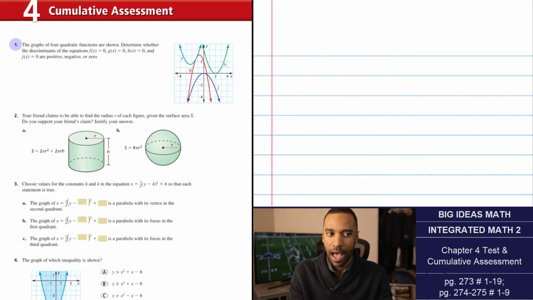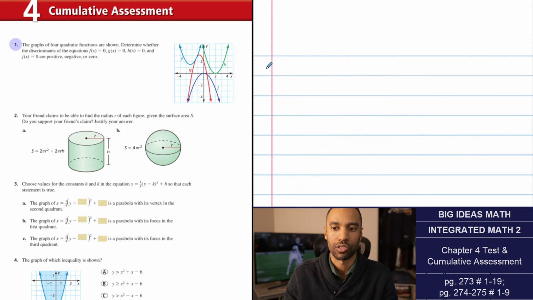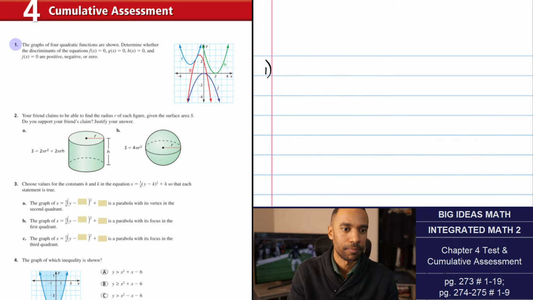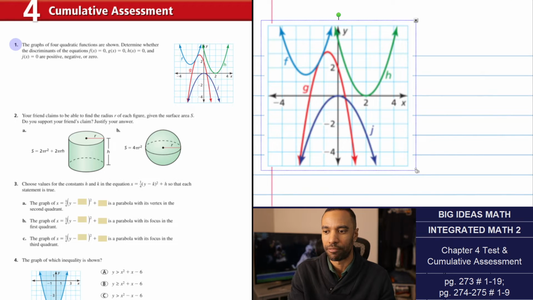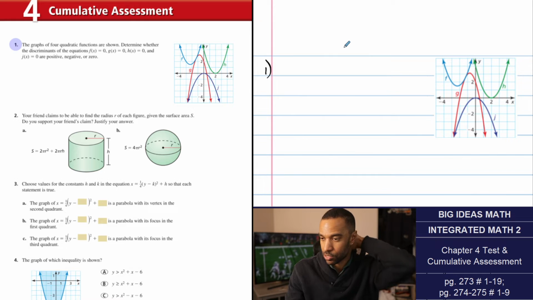Number 1, the graphs of 4 quadratic functions are shown. Determine whether the discriminants of the equations f of x, g of x, h of x, and j of x equals 0 are positive, negative, or 0. Okay, so for number 1, I'm going to copy and paste this graph here. Do they say discriminant? Discriminants are positive when you have 2 real solutions. That means when you cross the x-axis more than once.